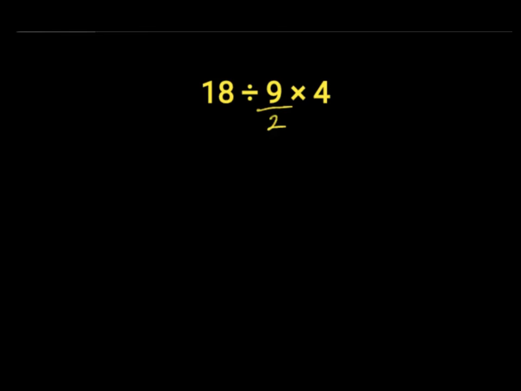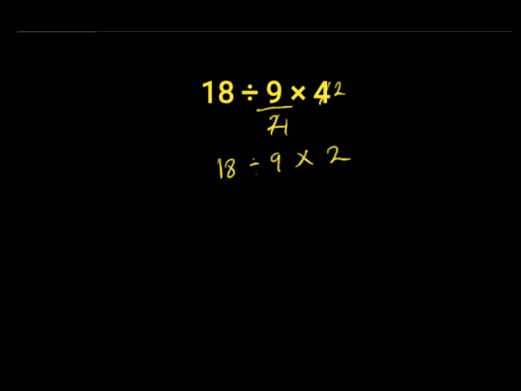18 divided by 9 over 2 times 4. 2 into here 1, 2 into 4 gives us 2. Then we are left with 18 divided by 9 times 2. Now we have a division and a multiplication. We are going to work from our left to our right.